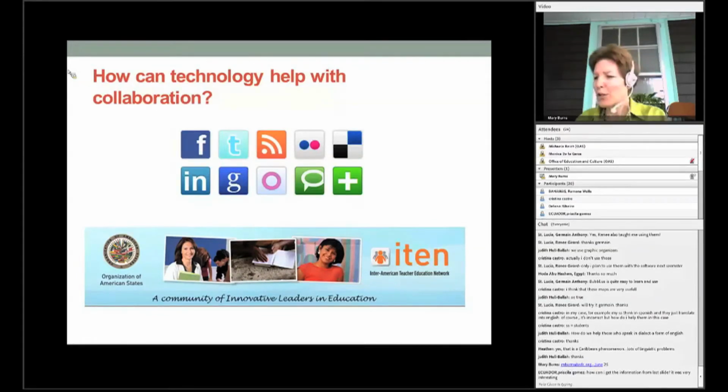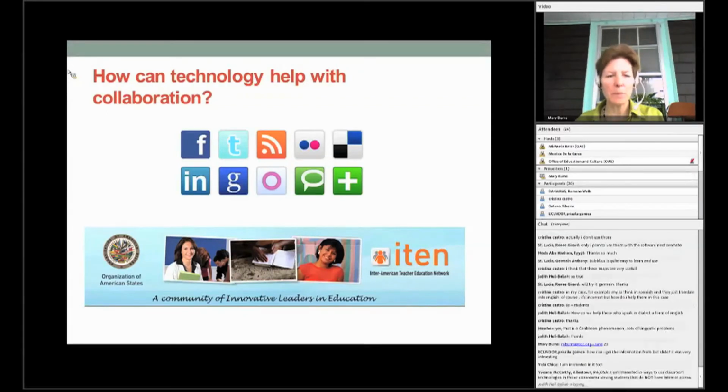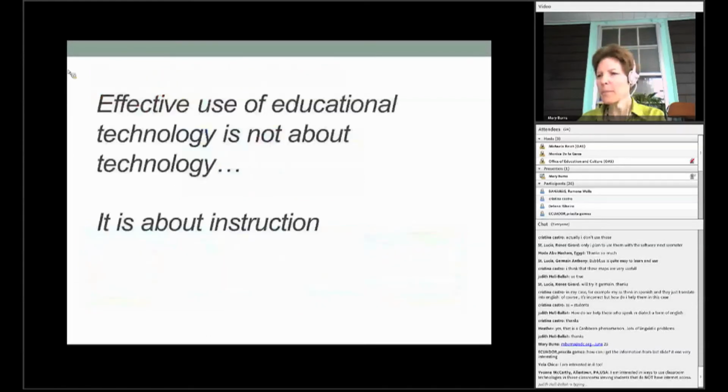And how can technology help with collaboration? And I would just say, there's just a ton of social media sites, from Facebook to Tumblr to Delicious to Edmodo to everything, where we can communicate and collaborate with colleagues we know. We can communicate and collaborate with colleagues we don't know. An organization like ITEN, the Inter-American Teacher Education Network, this is a space. The internet is full of these sorts of spaces, but again, technology gives people a forum through which they can collaborate, where they can communicate, where they can have their own personal learning networks, where we are corresponding and sharing ideas with people all over the world.